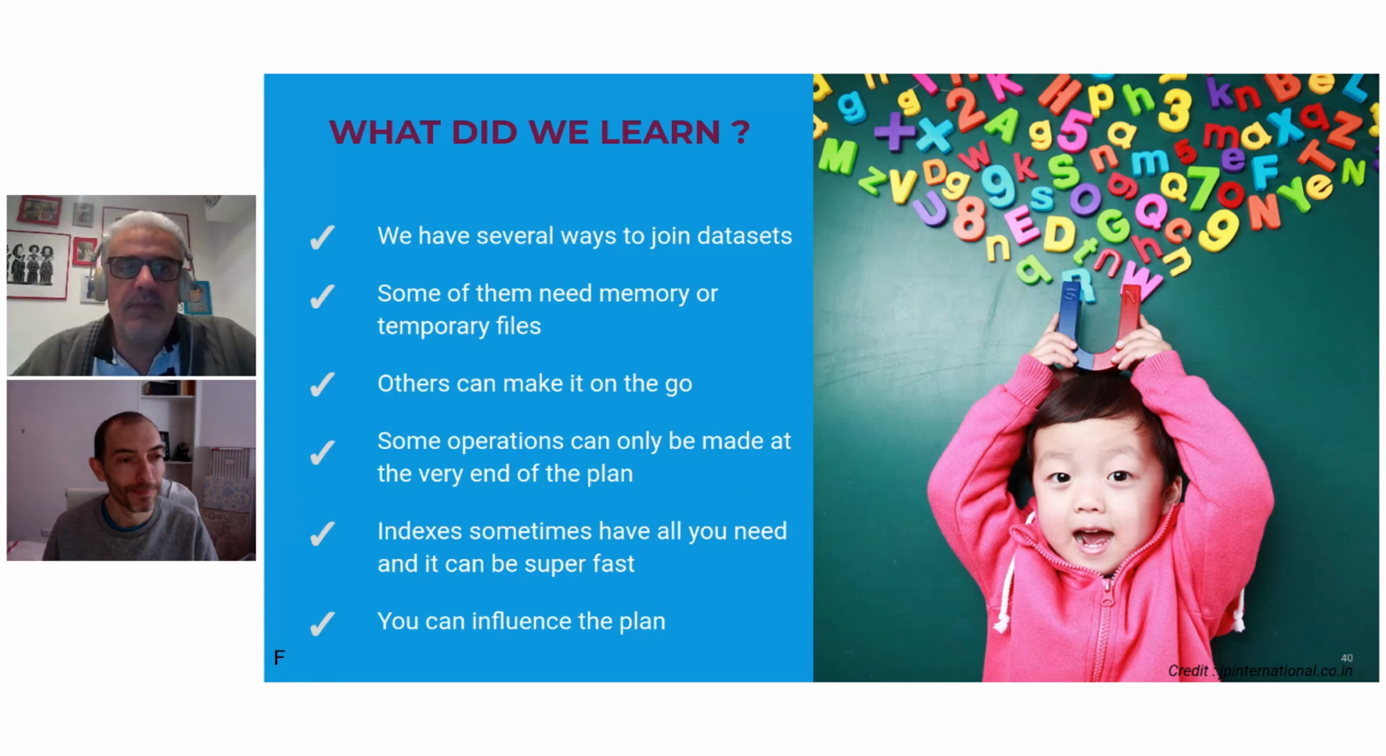What we learned here? We have several ways to join datasets, as we saw before. Some of them need memory. Some of them need temporary files if you use a lot of memory. Others can do it on the go, like nested loop. Some operations can only be made at the very end, like sorting without indexes, or summing or counting. Indexes sometimes have all you need, and it can be super fast. And you can influence the plan with your decisions to make new indexes, or depending on the columns you put on your select.